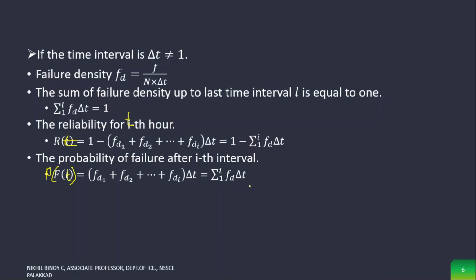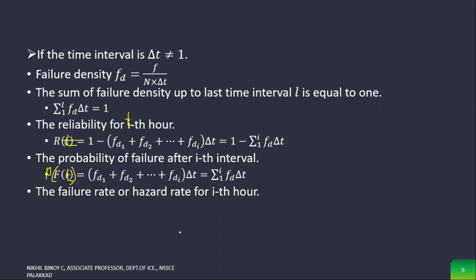What is probability of failure? If delta t equal to 1, probability of failure is the sum of failure density from the first interval to the current interval. If delta t is not equal to 1, we have to multiply the above sum with delta t. So fd1 plus fd2 plus etc. plus fdi into delta t, that is equal to sigma 1 to I fd into delta t. Is it okay?